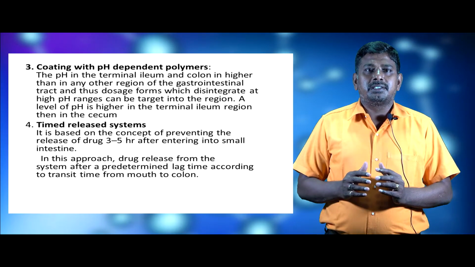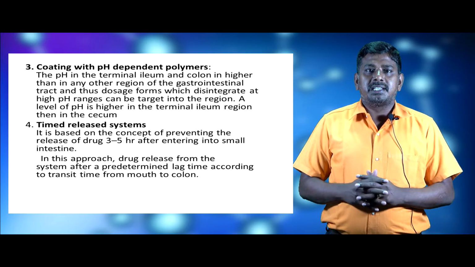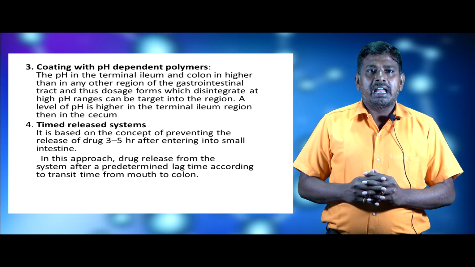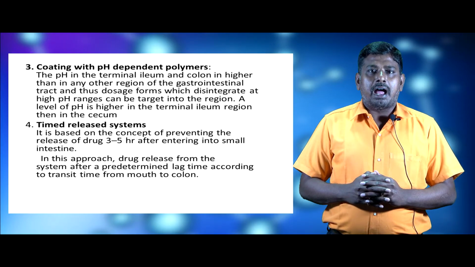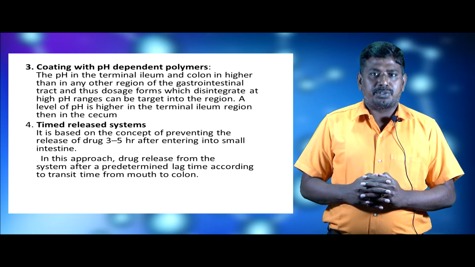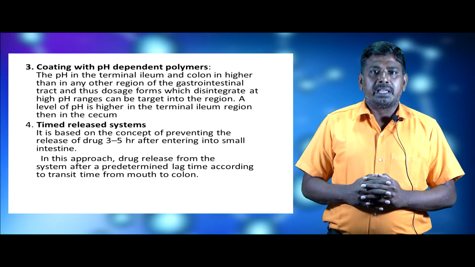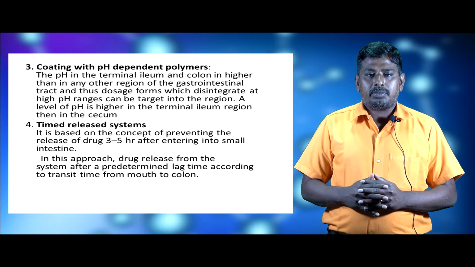The next method is coating with pH-dependent polymers. The pH in the terminal ileum and colon is higher than in any other region of the gastrointestinal tract, and thus dosage forms which disintegrate at a high pH range can be targeted to this region. The pH level is higher in the terminal ileum region than in the cecum area.